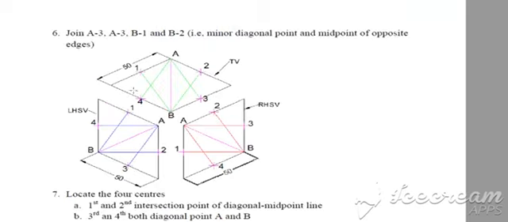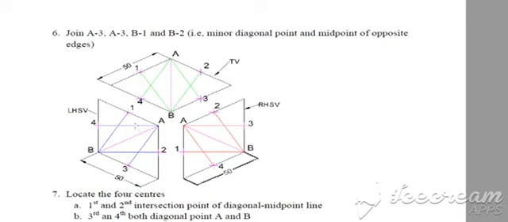Now here is the main step. Join this minor diagonal point to the opposite midpoints. So for point A, the opposite midpoints are 4 and 3. Join these two. For this B, the opposite midpoint is 1 and 2. Join this 1B and B2.